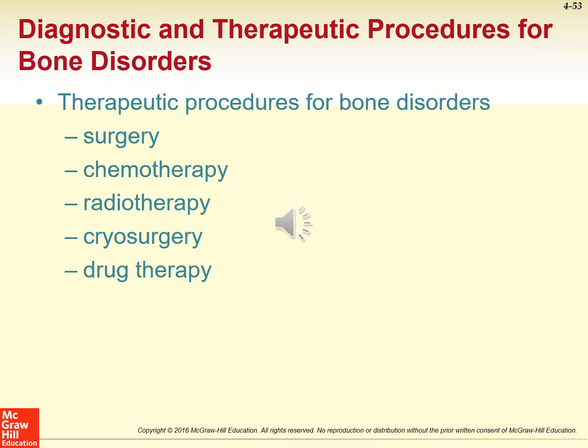So surgery is the most common treatment for many bone disorders. Chemotherapy uses anti-cancer drugs to kill cells. Radiotherapy uses high-energy X-rays to kill cancer cells and is often used in conjunction with surgery. Cryosurgery uses liquid nitrogen to freeze and kill cancer cells. And then drug therapy is specific for types of metabolic bone disorders.